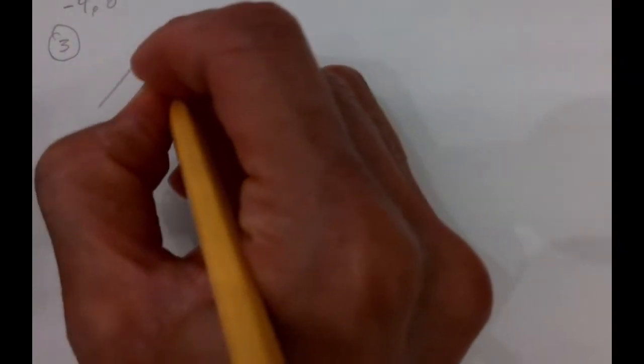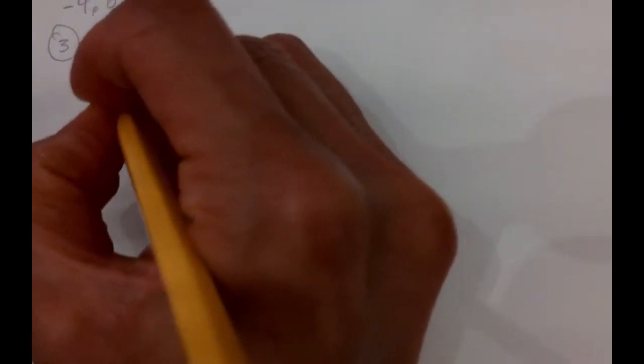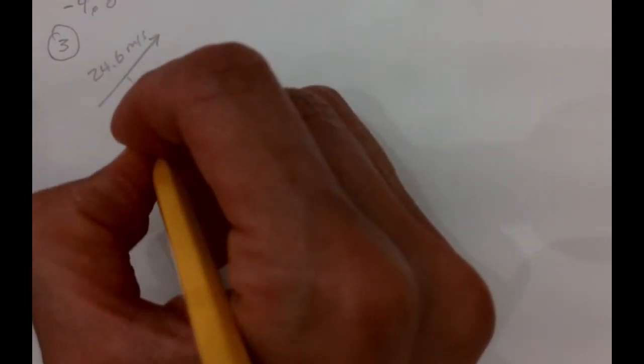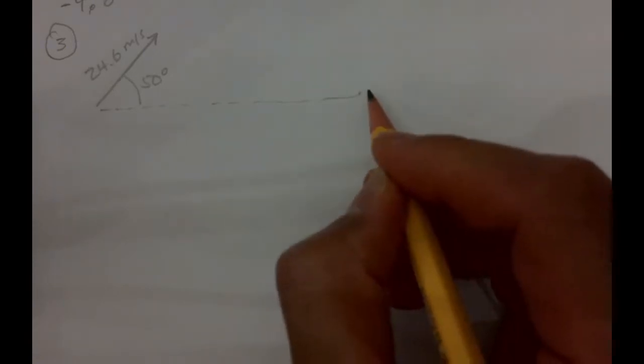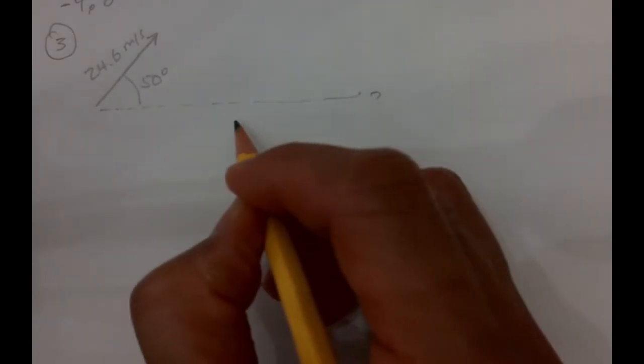Hey, the human cannonball. Alright, now this one's going to involve some angles. So this guy is being launched at 24.6 meters per second at an angle of 50 degrees above the horizontal. And it looks like we want to know how far this guy goes. We want to know that distance, that horizontal distance.